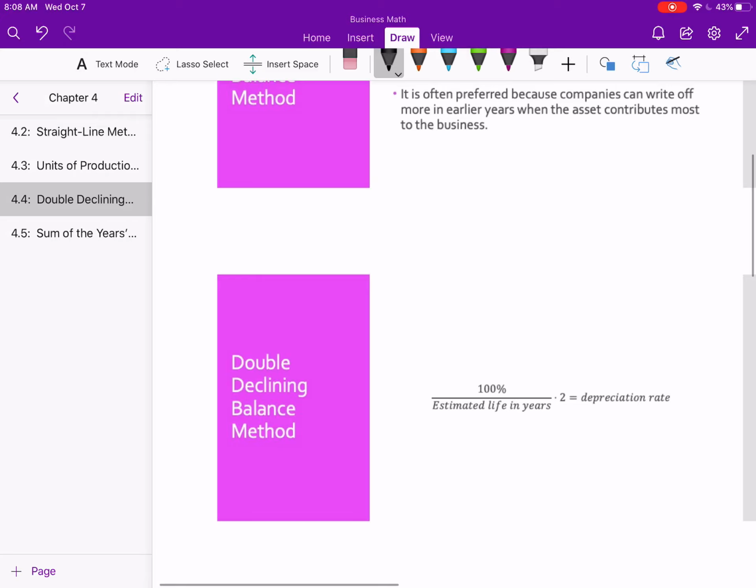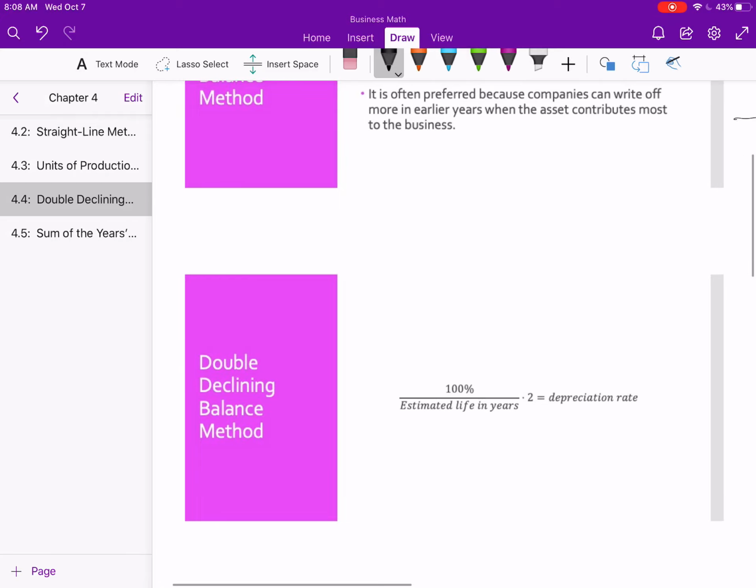So to find the equation for double declining balance method, you take 100% divided by the estimated life in years, and then multiply it by 2. Okay, so that 2 is the double part, and that's your depreciation rate. So each year you're going to multiply its book value by the depreciation rate, and that's how much it's going to go down.